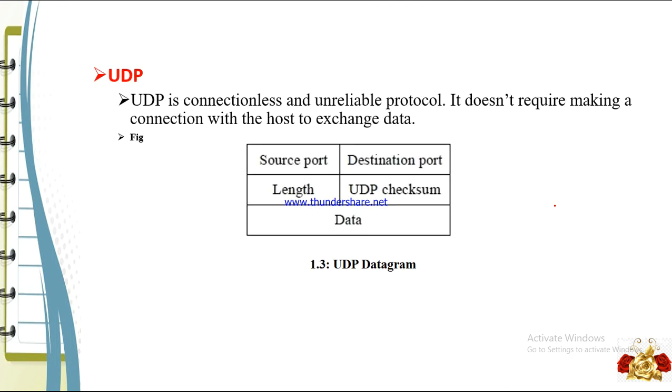Okay. Next, another one, that is UDP. UDP, the User Datagram Protocol, is a connectionless and unreliable protocol. It does not require making a connection with the host to exchange data. The header contains the source port, destination port, length and UDP checksum, then data. This is the UDP diagrammatic representation.